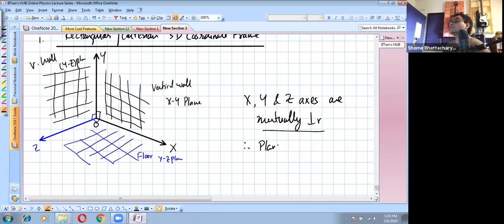Therefore, the planes, xy plane, yz plane, and the xz plane, they are also perpendicular to each other.